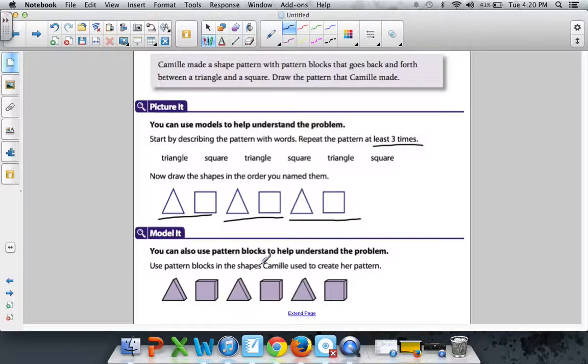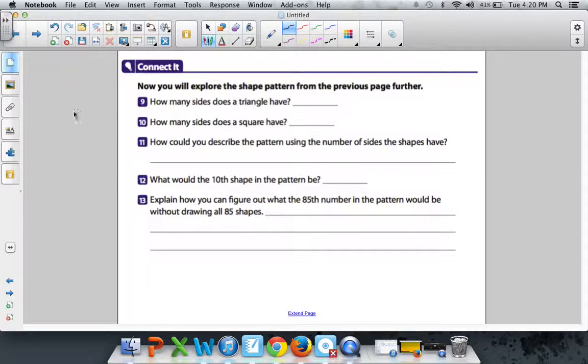You can also use pattern blocks to help understand the problem. What I mean by that is we can bust out some shapes, some actual blocks, and you can make the pattern with actual little pieces. And during IWT or centers time, that's something that you can really do with your own hands, and that'll be cool. And now here's some actual problems for us to do on page 71.